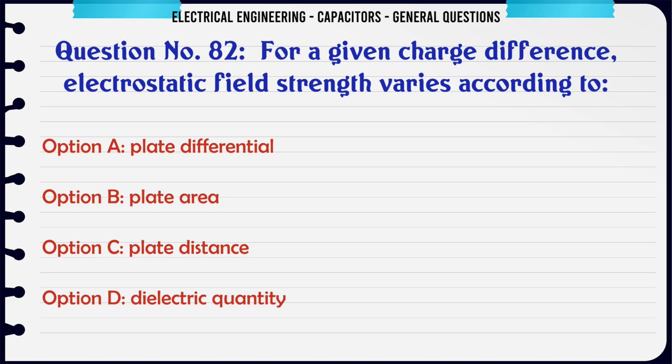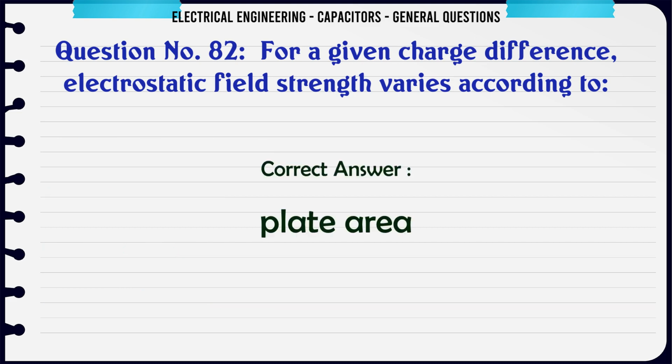For a given charge difference, electrostatic field strength varies according to A. plate differential, B. plate area, C. plate distance, D. dielectric quantity. The correct answer is plate area.